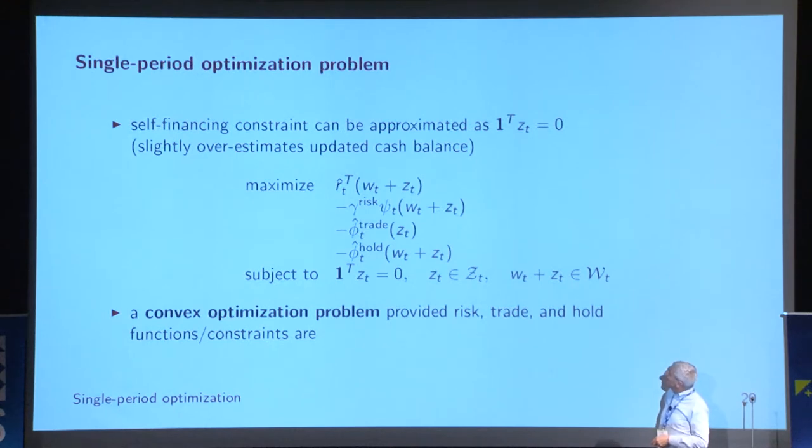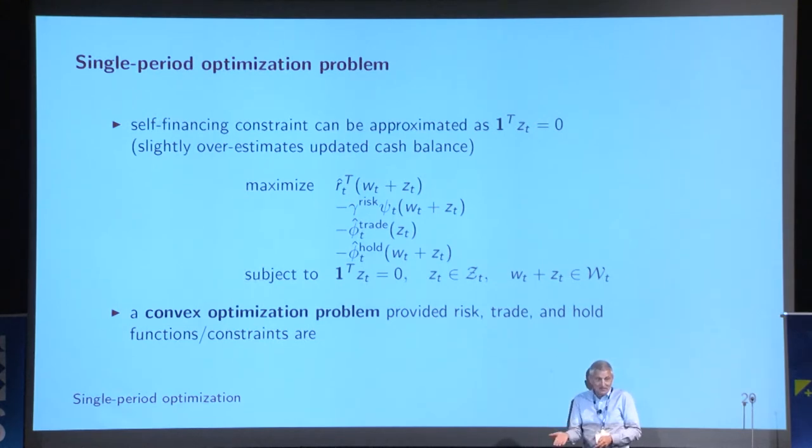So, single period. What you're going to do is approximate the self-financing constraint by simply dropping the last two terms. That looks suspicious because it looks like you're ignoring the transaction costs and the holding costs. Actually, it turns out you're not. It's very easy to show that this is a very small term. It's second order, and then you end up with something that just looks like this. Here's the simplified one. This is now a convex optimization problem. So now we're good to go, okay?